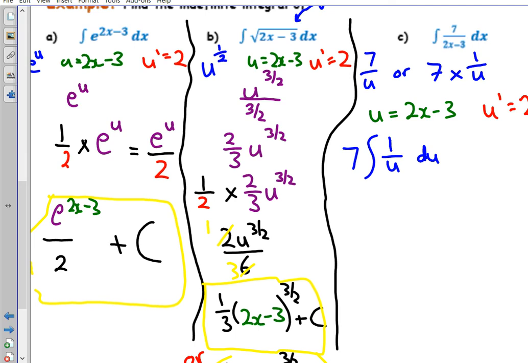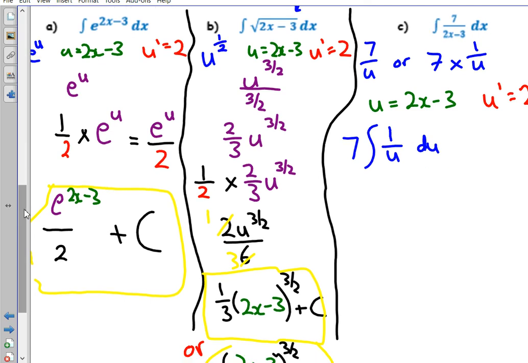Why would it be du? Because I've defined it as with respect to u now. So I could have rewritten this one as 7 integral 1 over 2x minus 3 dx. But at this point, I'd already turned it into u, so I thought, okay, just call it u instead, with respect to u instead of x.